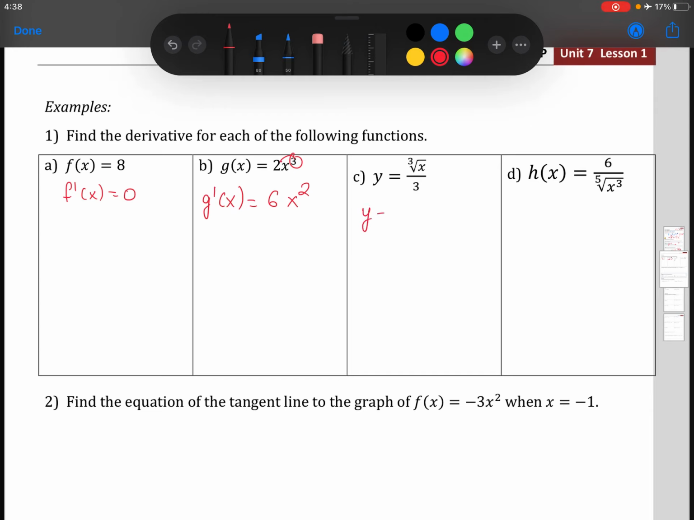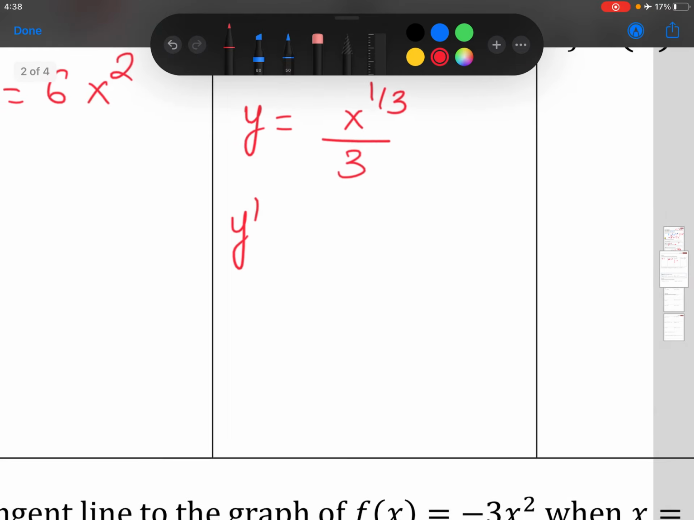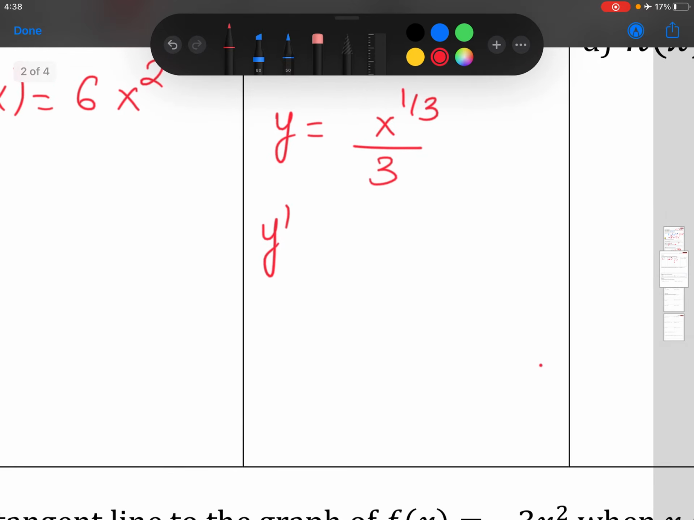Whenever you get radicals, I like to simplify them. This can be rewritten as x to the 1/3 over 3, or if you want to put the 1/3 in the front, that's even better. So now y prime, or derivative of y, just going to zoom in. You bring the exponent in the front. So it'll be what? 1/9, right? So 1/9 x to the, and what's 1/3 minus 1, which is negative 2/3.